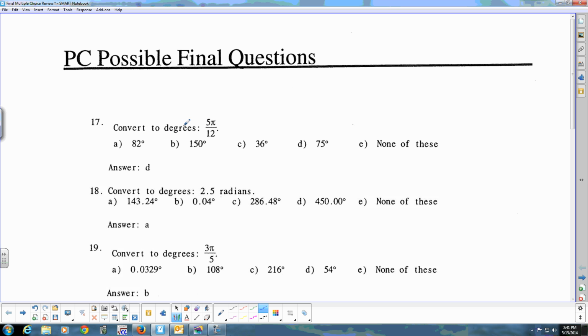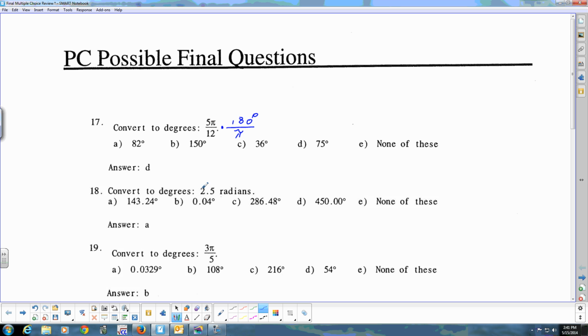Okay, first thing, you want to convert to degrees. You're going to multiply by a fraction. I want degrees, so that's going to be on top. It's supposed to be 180, and pi on the bottom. Cancel this out, type it in your calculator, reduce it, see what you get.